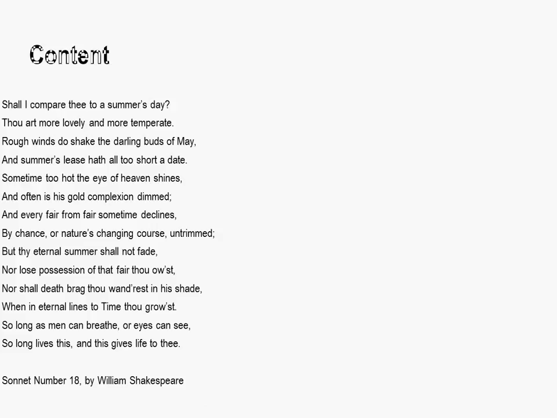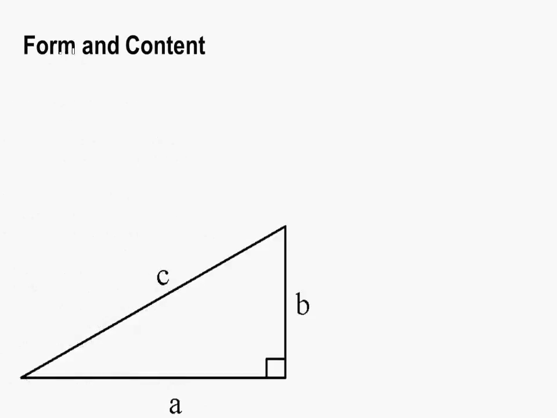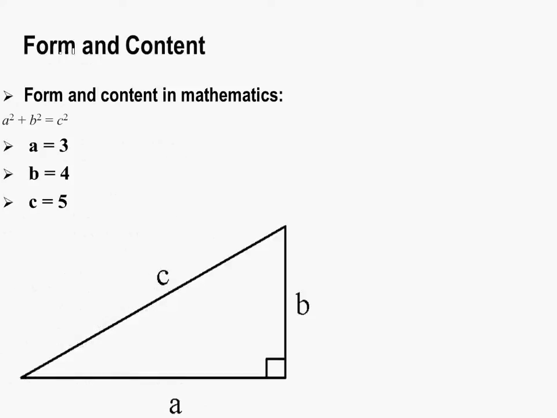The distinction between form and content is also found in mathematics, except that in mathematics we have numbers for content. So here we have the Pythagorean formula, a squared plus b squared equals c squared. Notice that the word formula contains the word form. It's just that in mathematics and in algebra and geometry specifically, the content are numbers, the numbers 3, 4, and 5.